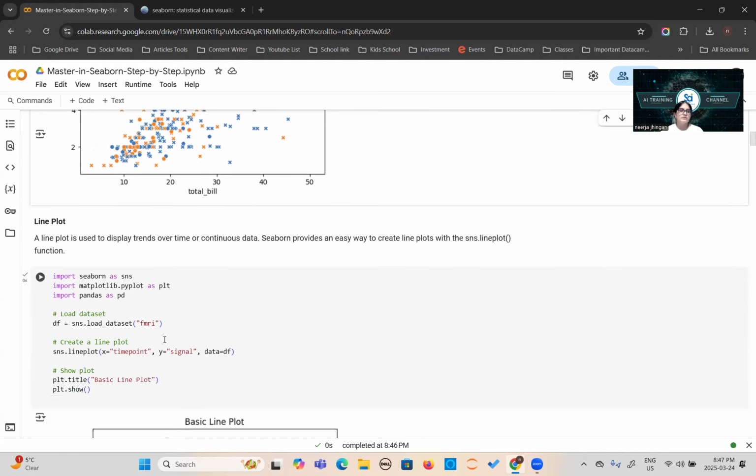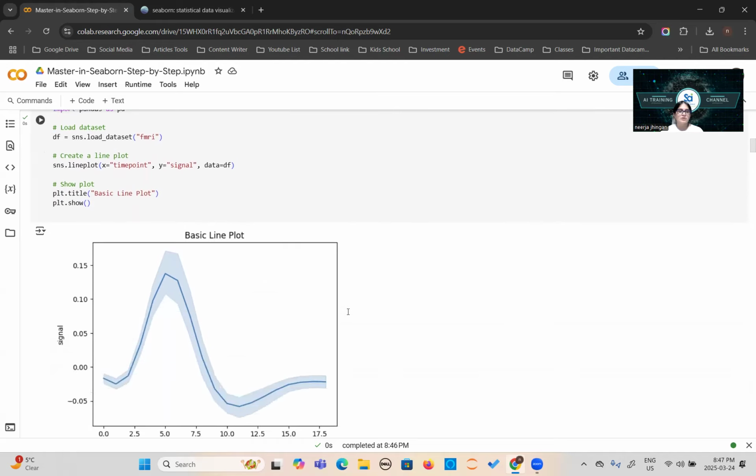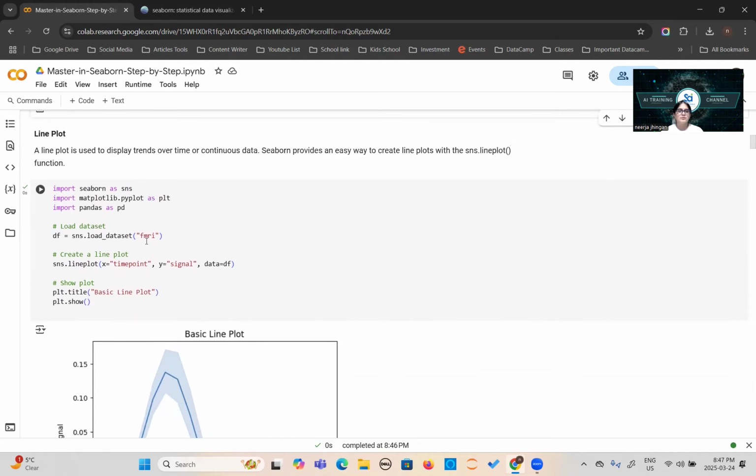Okay, now we will move ahead with the line plot. Line plot is used to display the trends over time. It is especially for time series. Now look at this. We are loading new data here, fMRI. This is something related to your brain data set, and it is giving us at what point what signal our brain is getting. Okay, so this is what we are trying to get.